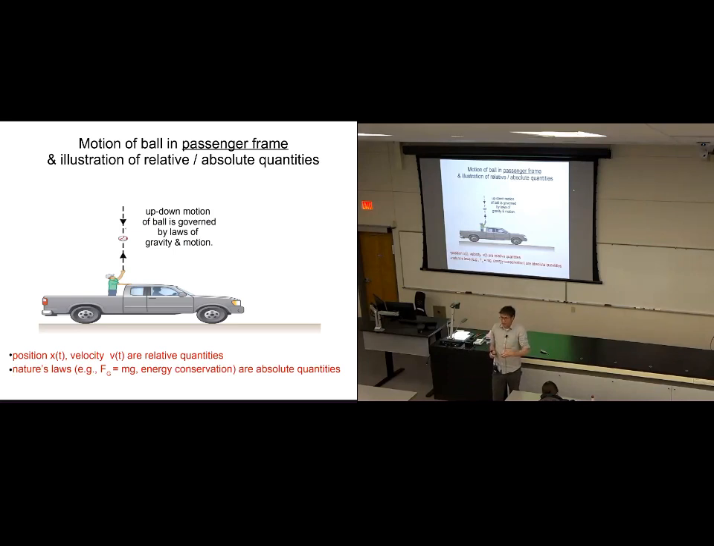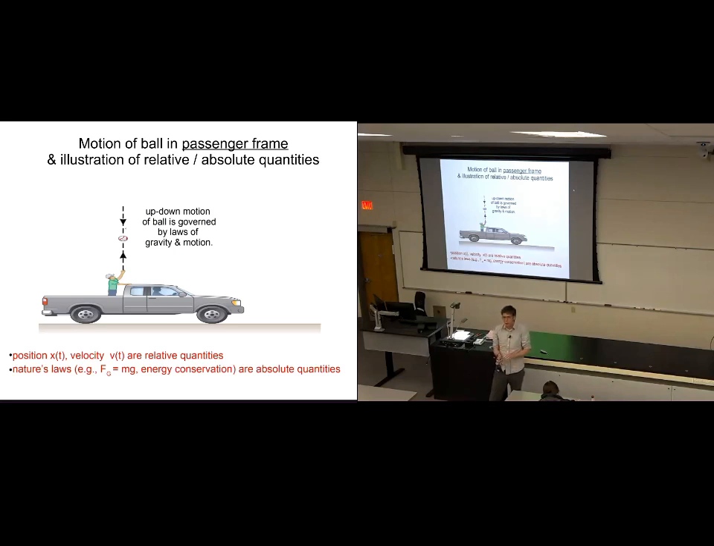The physics behind the ball going up into the air and coming back down is the law of gravity. That's one piece of physics that describes that motion. The other one is Newton's laws of motion. Those laws of physics, Newton's law of gravity and Newton's laws of motion, are invariant, absolute things. They're not going to change as we go from one frame to another frame. They're true in this frame, the passenger frame. They'll be true in the pedestrian frame.